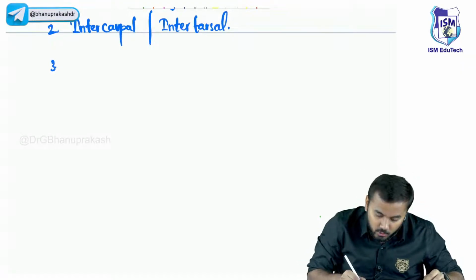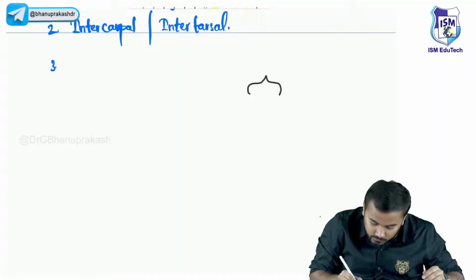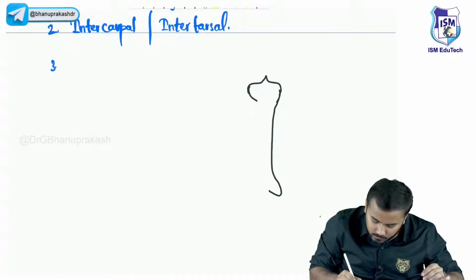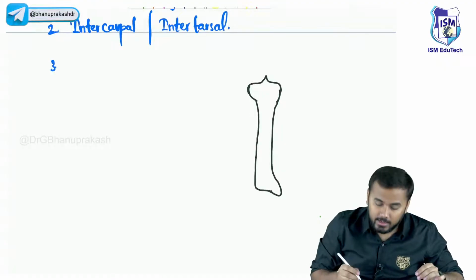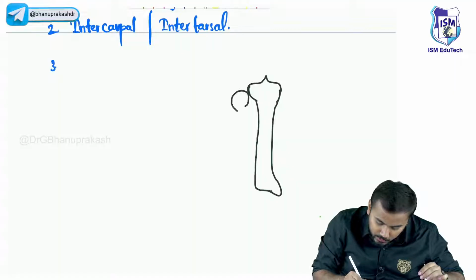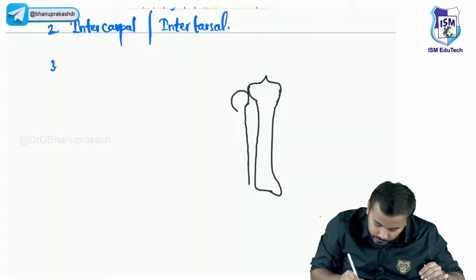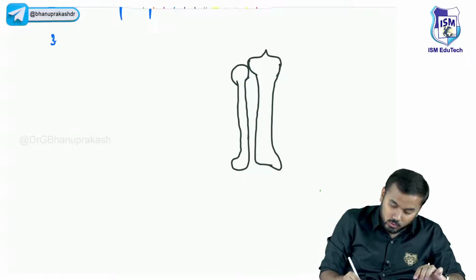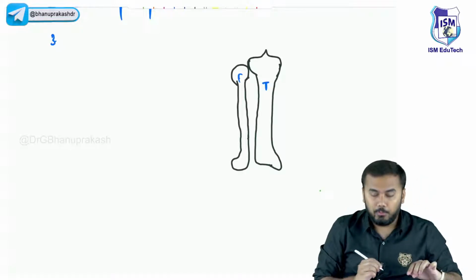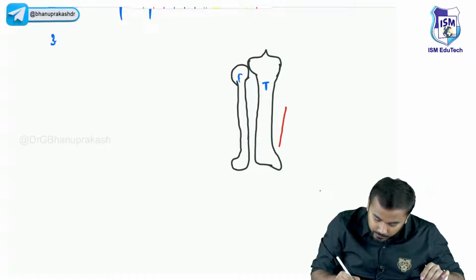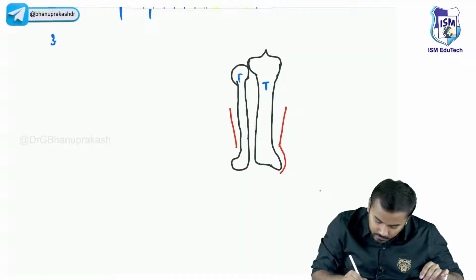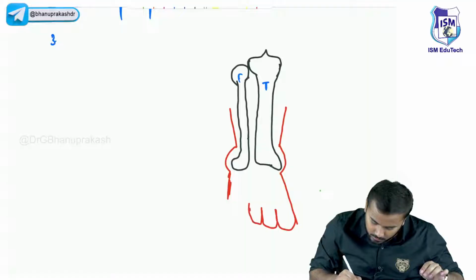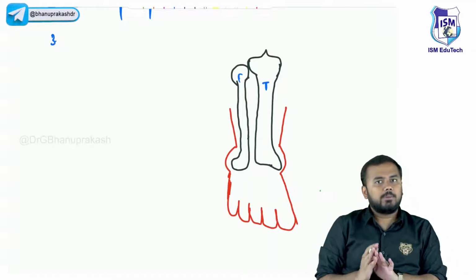Just look at the picture which I'm drawing. All of you know this bone, right? And all of you also know this bone as well, right? Now, this bone which I'm drawing here is called your tibia, and this bone is called your fibula, right? So this is tibia and fibula.